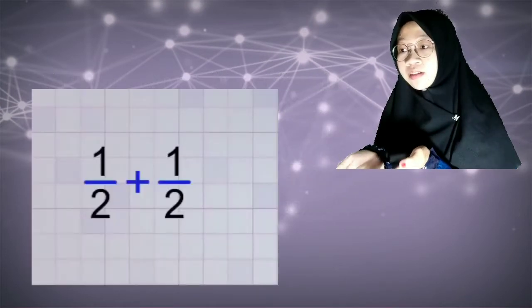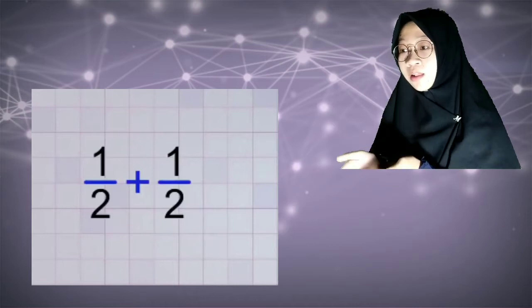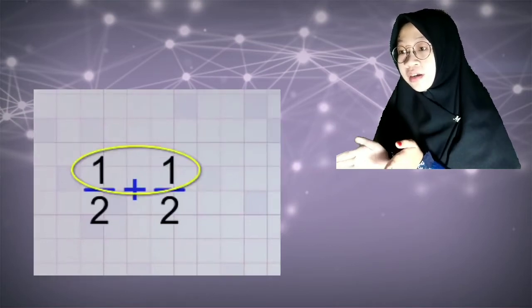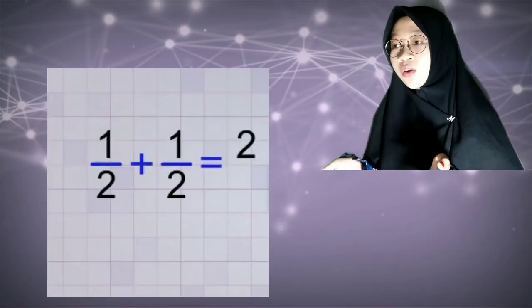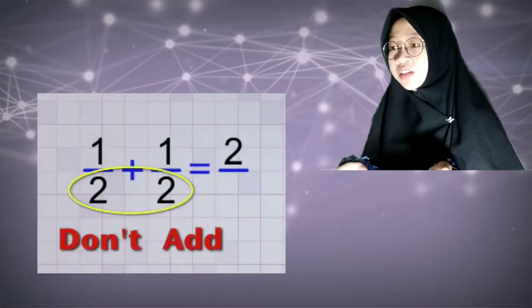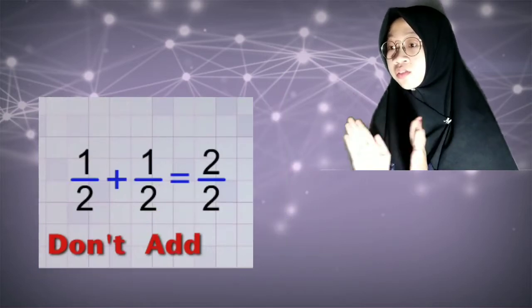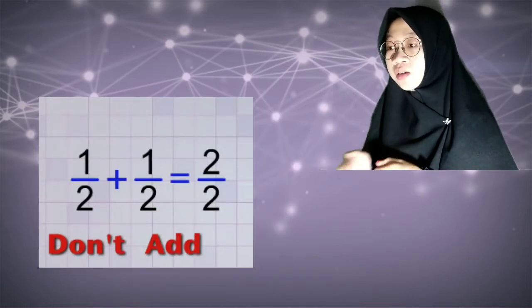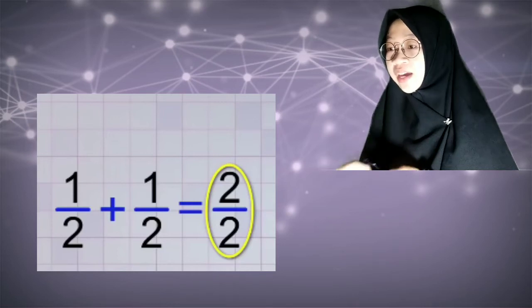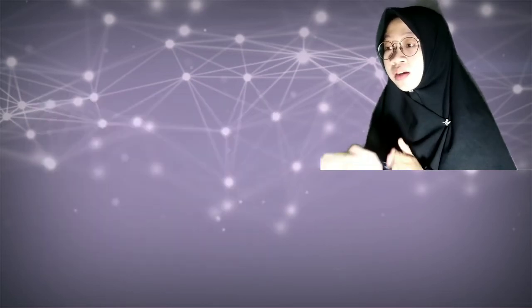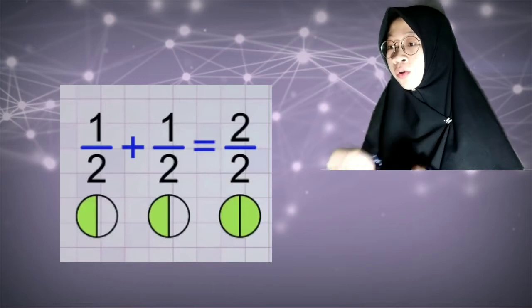For example, to add 1/2 and 1/2, we just add the numerators, and 1 plus 1 equals 2. But we don't add the denominators. We just use the same denominator in the answer, which is 2. So, 2 over 2 is a whole. And that makes sense, because if you add 1/2 and 1/2, you get a whole.